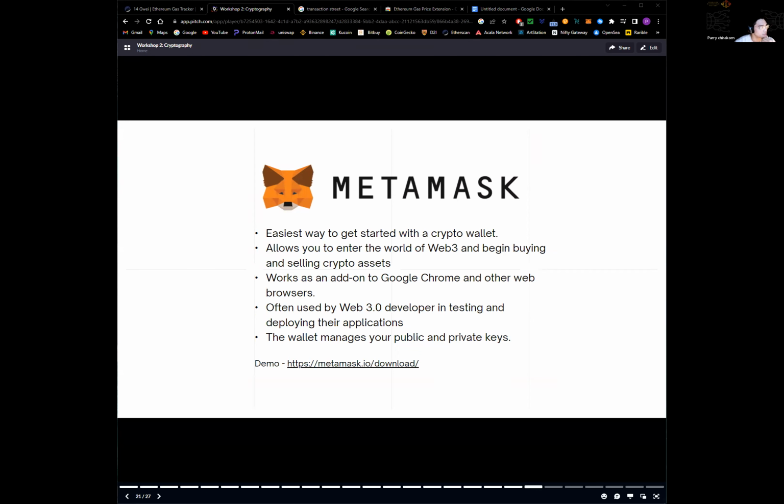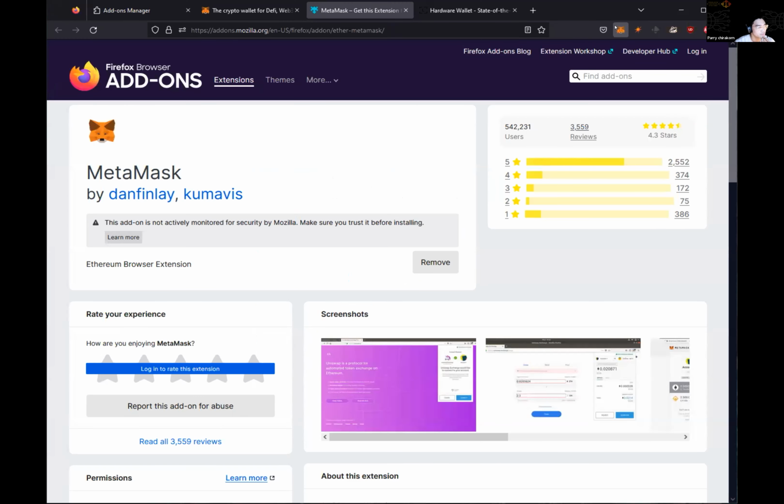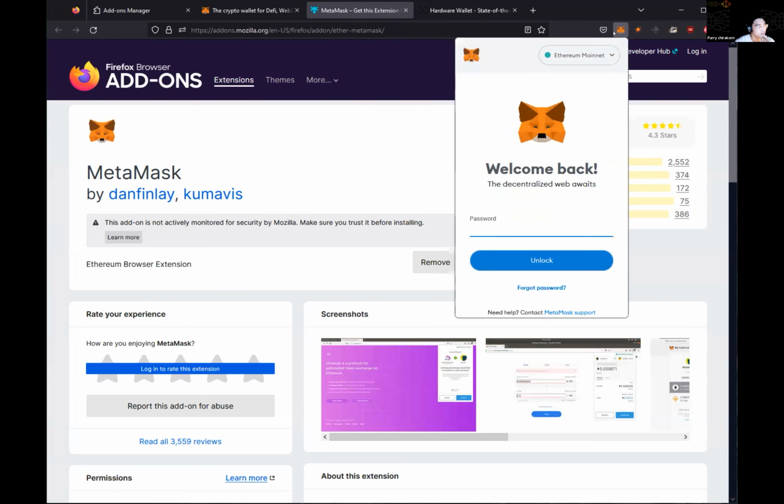I'm using Firefox. You just go to the website, download, and add to Firefox. Okay, I'm going to change my screen real quick. Okay, so I've added to Firefox.